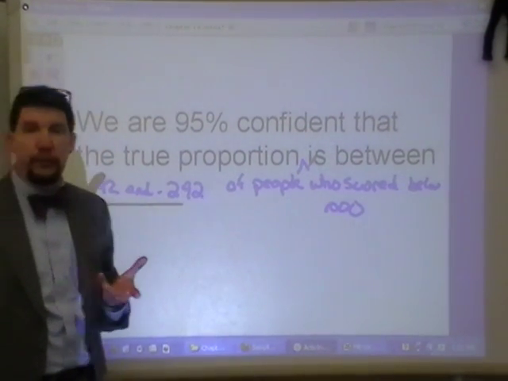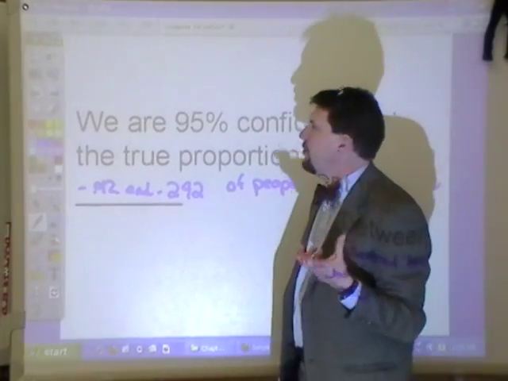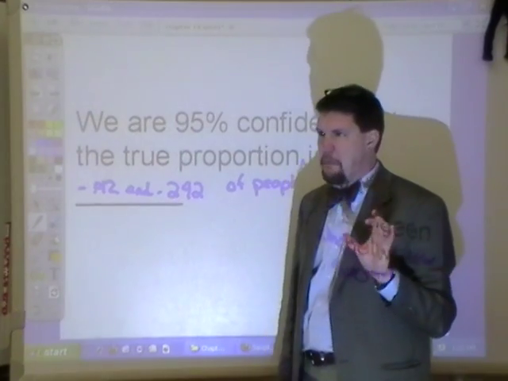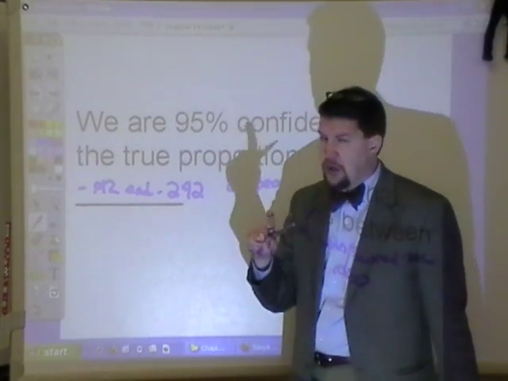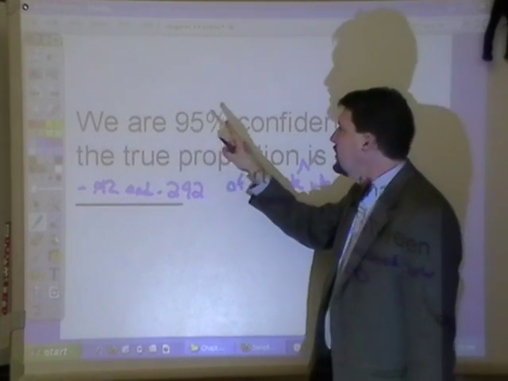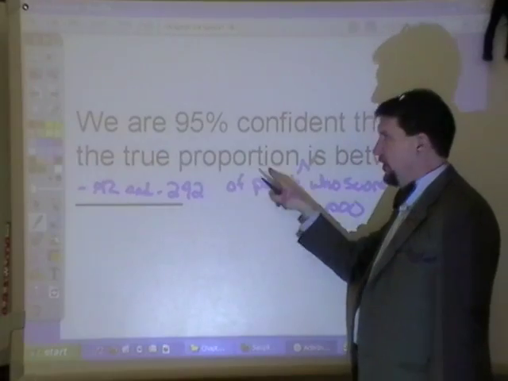Now, that's not a probability statement. The reason it's not a probability statement is because we don't have the population value, so we can't make that statement. All we can do is say we're pretty sure, but we say it like this: we are 95% confident that, and then we fill this out.